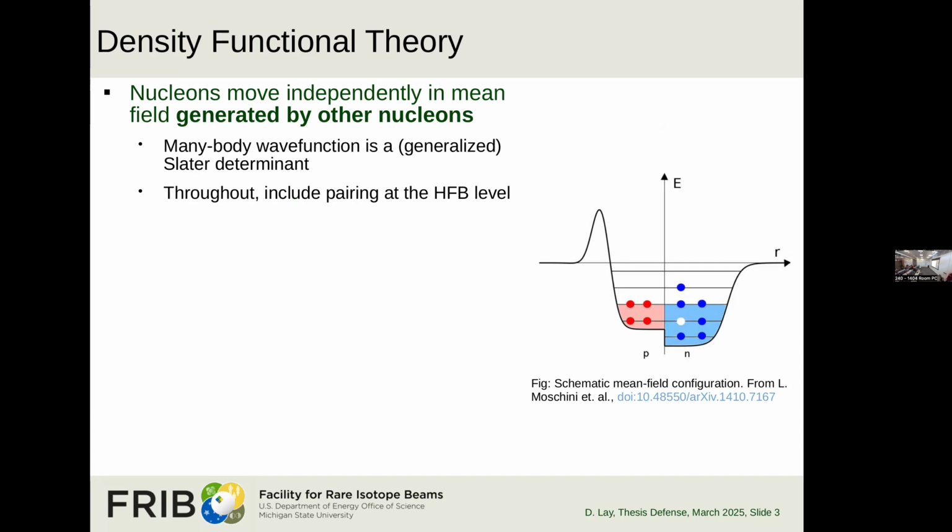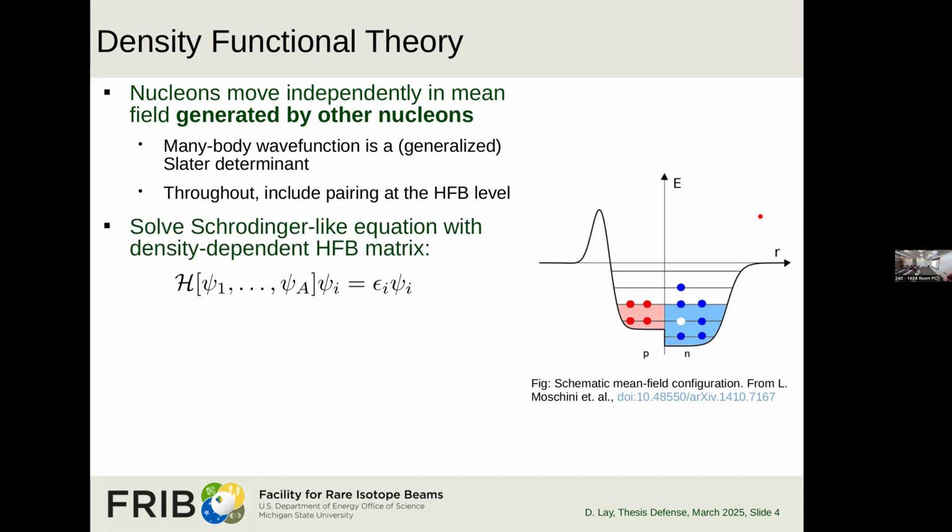In practice, we work using the pairing at the HFB level, and that means that we're doing the variational principle with a generalized Slater determinant as our trial wave function. But this doesn't end up looking too complicated. You end up solving something that looks an awful lot like the Schrodinger equation, just using a density-dependent HFB matrix. So you have your HFB matrix H, and you diagonalize it looking for the eigenvalues and eigenvectors. And the complication is simply that the HFB matrix depends on all of these wave functions.